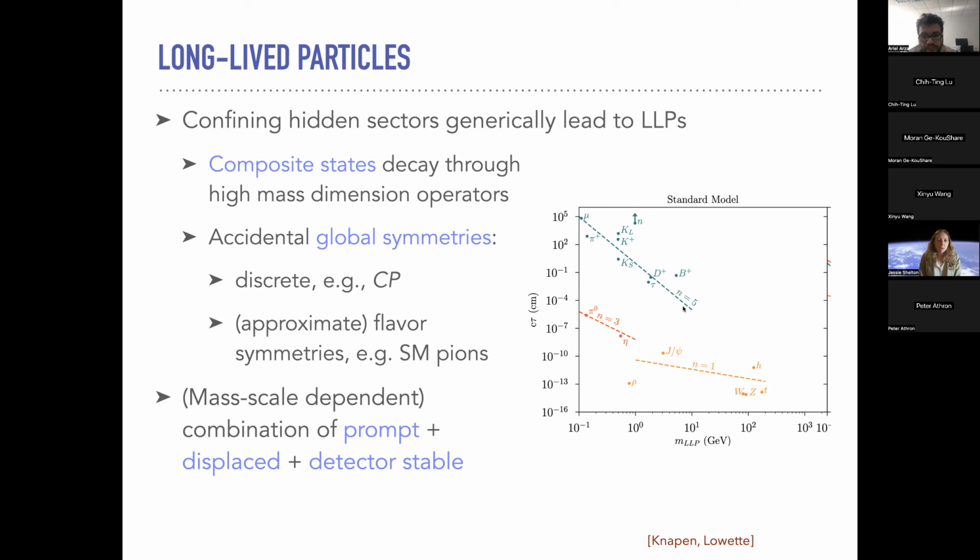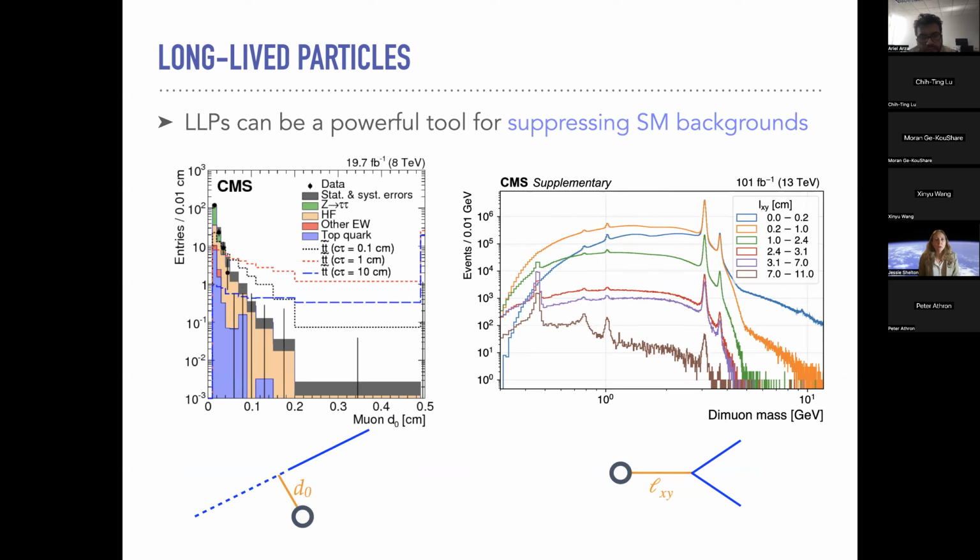Okay. So generically, given some confining hidden sector, you expect some combination of prompt, displaced, and detector stable objects. And the number of long-lived objects that you expect increases as the mass scale goes down. And this is a key important feature to keep in mind. So long-lived particles are a really powerful tool for suppressing standard model backgrounds.